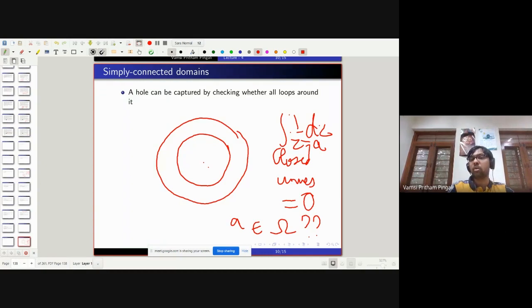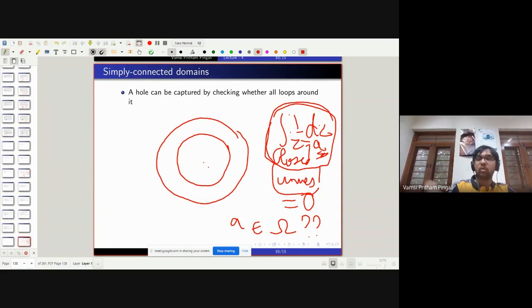Because if it did have a hole, then I could have integrated around the hole, roughly speaking. Not exactly, but roughly speaking, I could have done something like this, and I could have gotten 2 pi i, right? So this is one way to define holes. You simply integrate 1 by z minus a dz over all closed curves for all points a in the domain, and you better get 0. That is an example that tells you about domains that don't have holes.